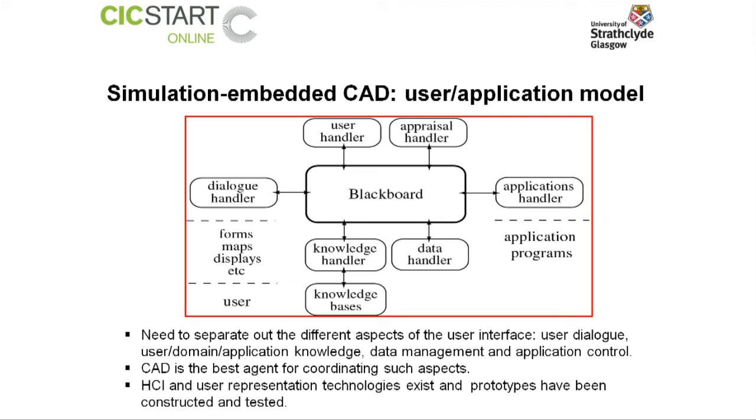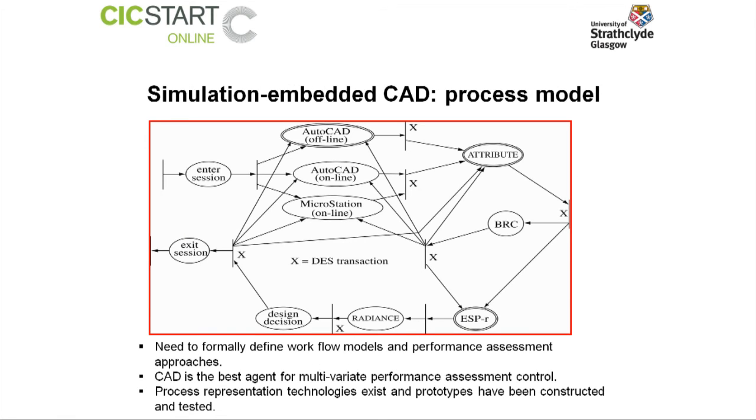The other area that would be required in CAD would be an explicit process model, which defines formally the workflow and performance assessment approaches to be undertaken. What applications should be used, by whom and when, and against what performance assessment methodology, as previously explained. And again, CAD is the best agent for this, and there's been significant work undertaken to date to look at the best way of representing process and making the process model explicit. And these types of formalisms could be readily embedded within CAD to control that process.